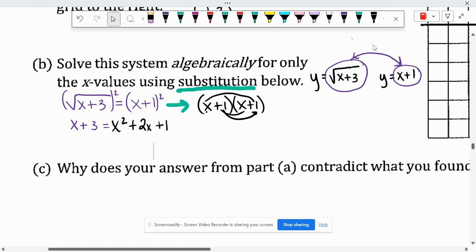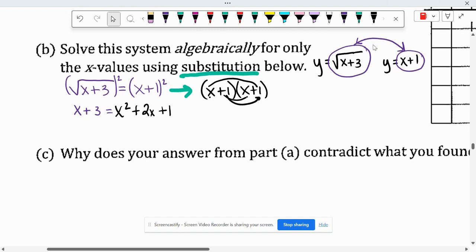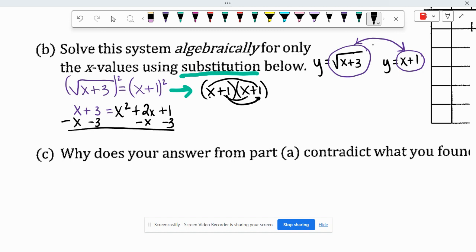Now what? I'm trying to get x all by itself, and this is a quadratic, so what do I have to do to solve it? Set the whole equation equal to 0. So I'm going to subtract x and 3 from both sides. Minus x minus 3. So I have 0 equals x squared, 2x minus 1x is 1x, 1 minus 3 is negative 2.